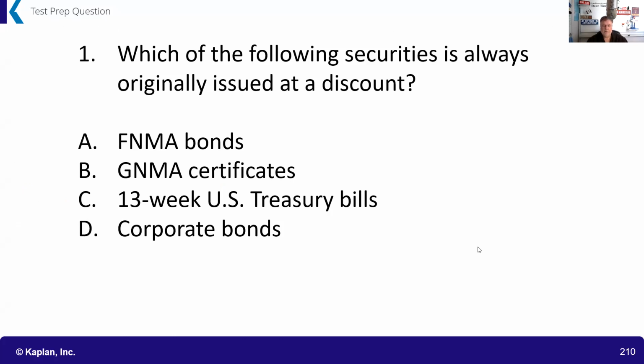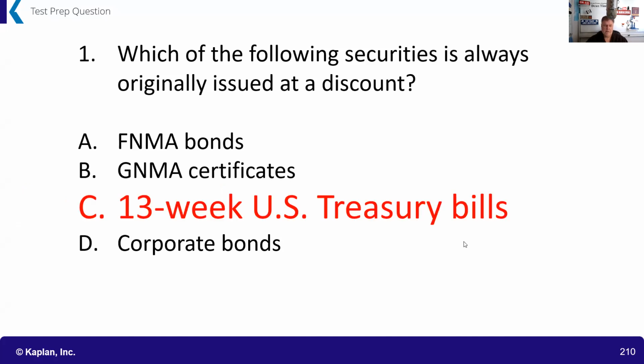Which of the following securities is always originally issued at a discount? You just definitely know securities are issued at a discount, and that would certainly include T-bills, right? All money market securities, bankers' acceptances, commercial paper, T-bills are issued at a discount, except a negotiable jumbo CD. So the answer there is C.